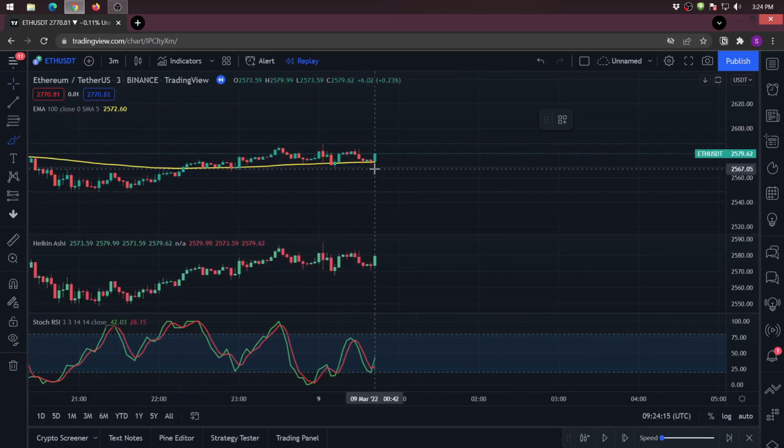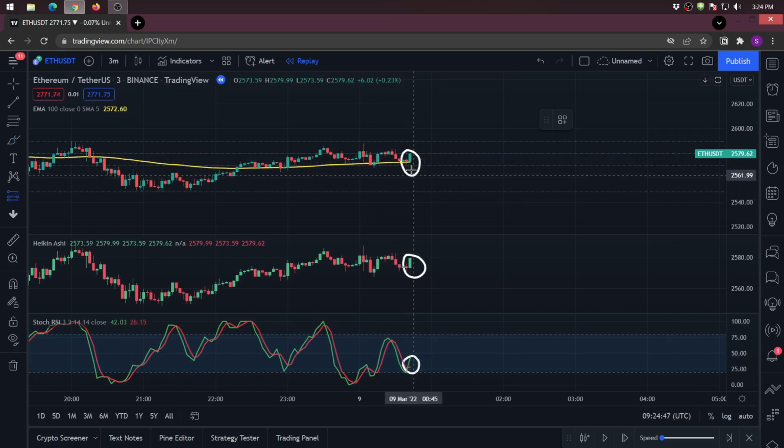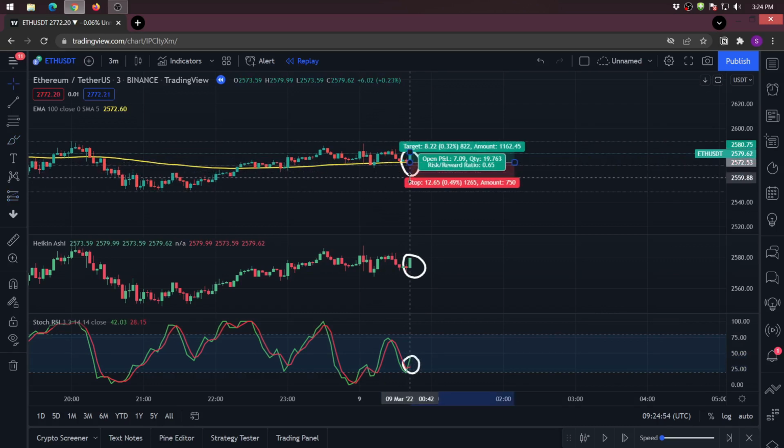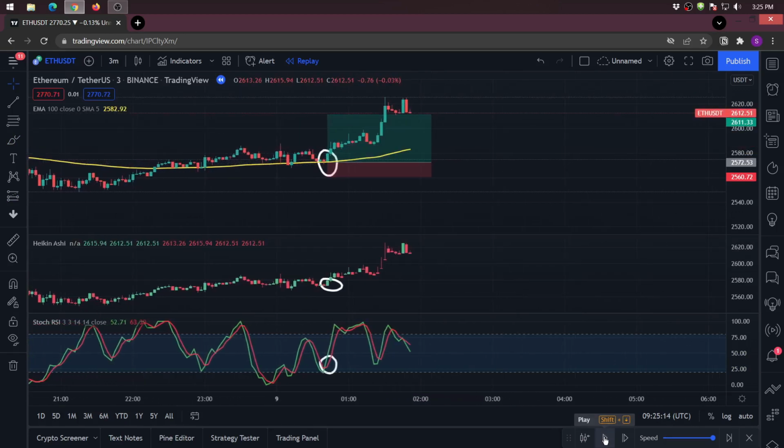So the price is above 100 EMA, and also the Heikin Ashi candle is green, and the stochastic green line successfully crossing the red line. So we get 3 confirmations, and price is above 100 EMA. That means a strong uptrend is going to happen. So we just take a long position. We set the stop loss at the last swing low, and the profit target will be 1.5%. So if I see, the price successfully hit our profit target, and it counts as another successful trade.